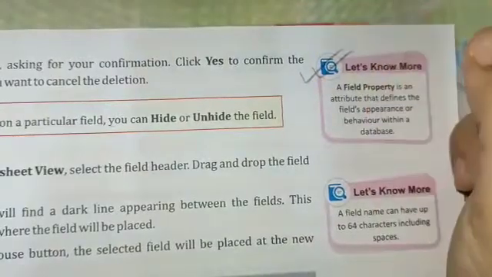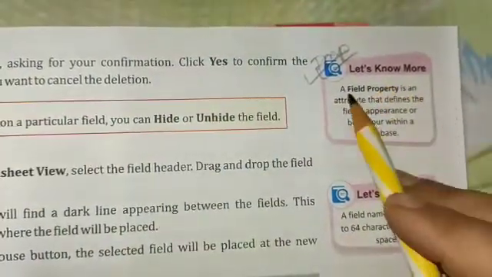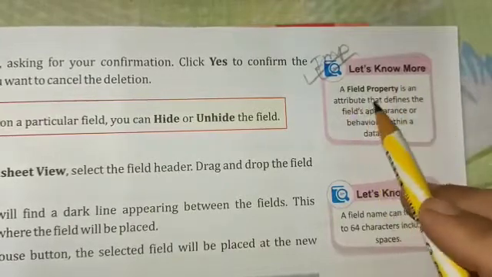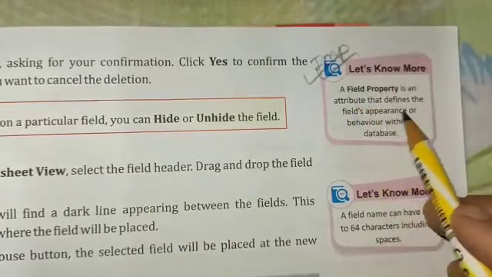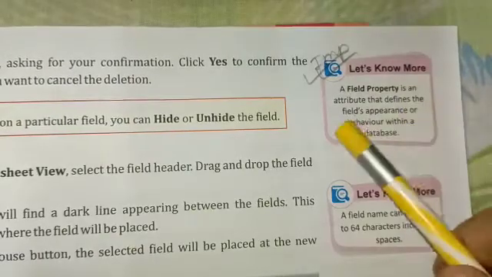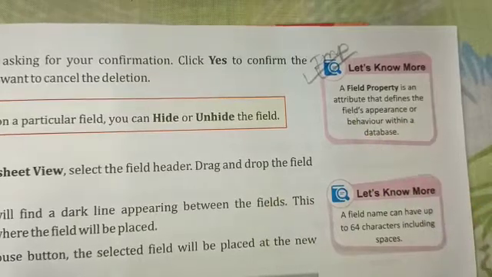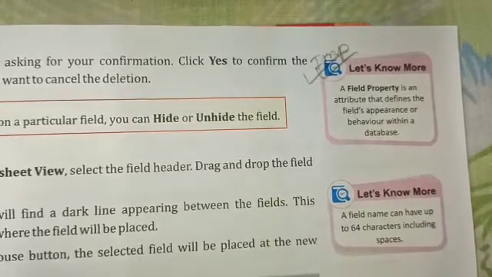Here is a knowledge bit given. It is also important. A field property is an attribute that defines the field's appearance or behavior within a database.